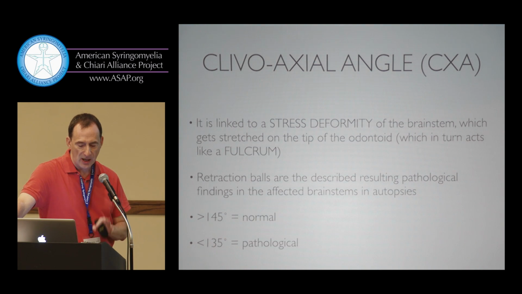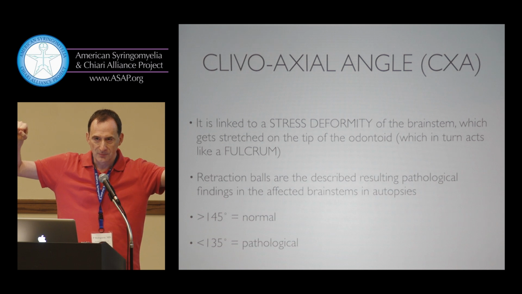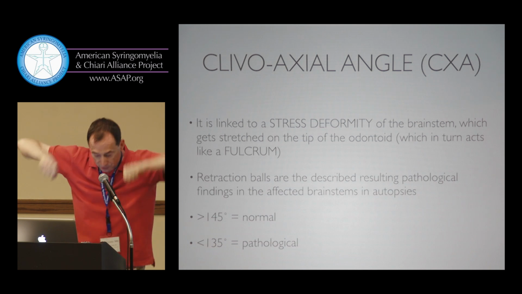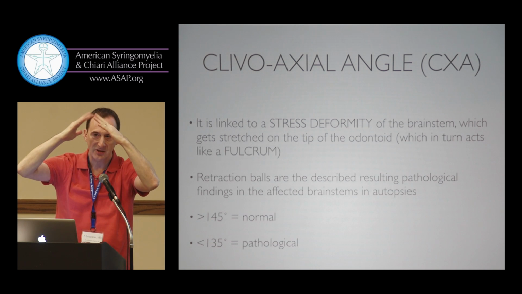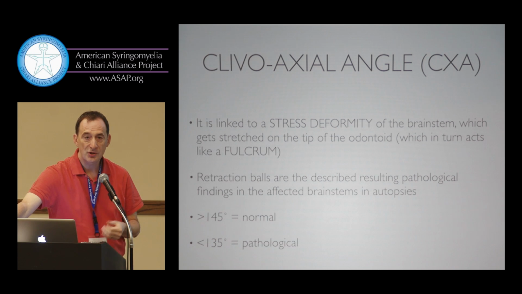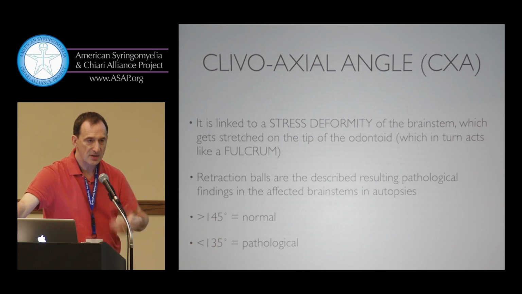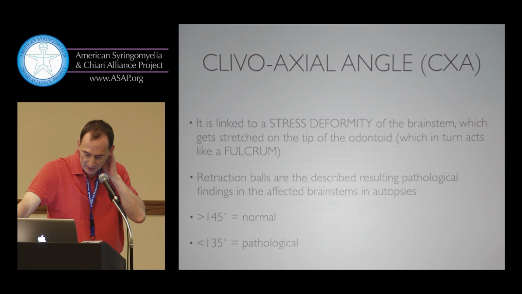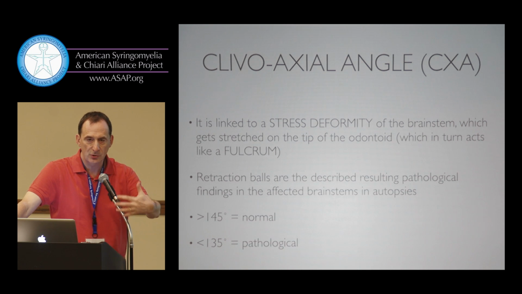What does it describe? It is linked to the stress deformity of the brainstem. Imagine that you have a piece of green wood, and you bend it on top of your knee. It's going to start stretching, then it starts breaking and getting more fragile on the outside. That is called stress deformity. The stress deformity has been investigated in great detail during the course of the last couple of decades, and it creates a lot of pathological disturbance inside the brainstem.